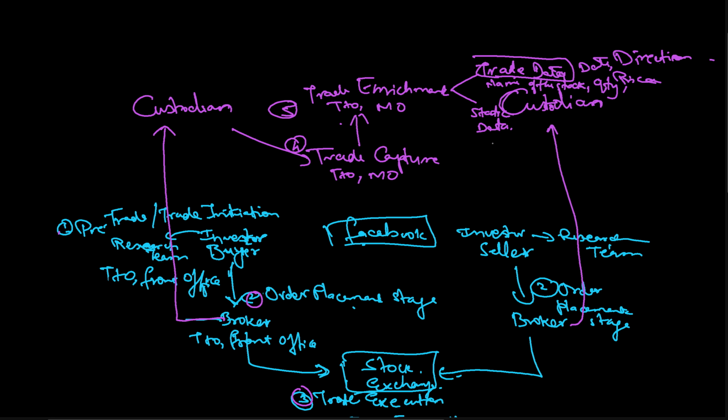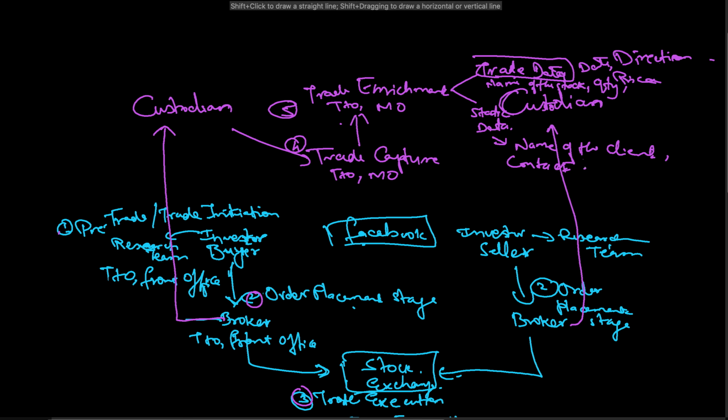Then what could be static data? Static data is data which will not change. Even if the client places the next trade, his name will remain the same. Name of the client, his contact details will remain the same. When I say contact details, it is his phone number and his address, which will remain the same.